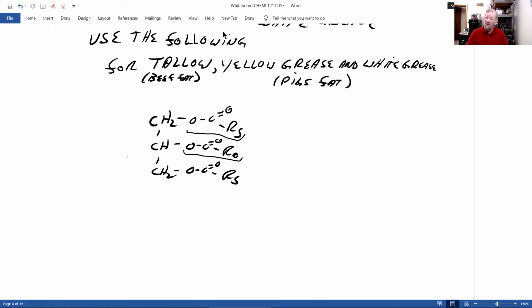How do I know? Well, I worked in that industry for many years, and it's true. Isn't that nice? I don't lie to you. But anyways, this is the structure you should use for tallow, white grease, or yellow grease if I'm going to have you do some chemistry.